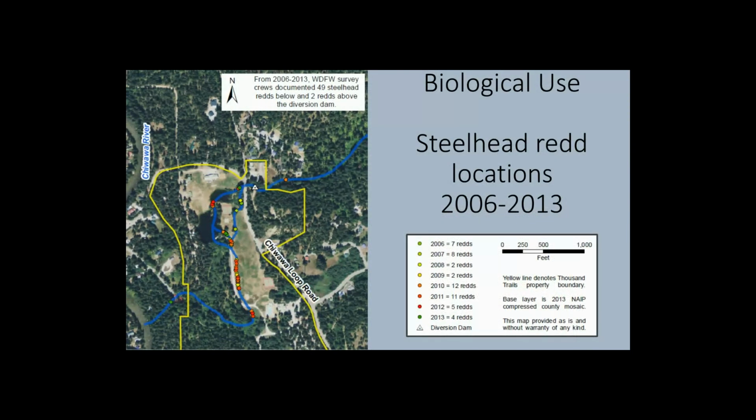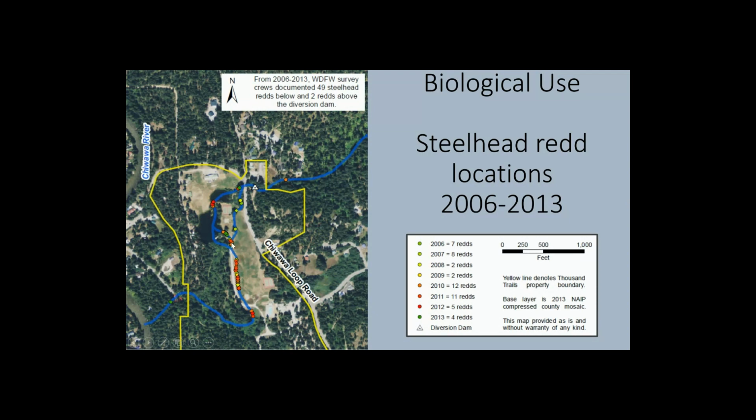And so we have some data from some surveys, steelhead redd surveys that the Department of Fish and Wildlife had done. And just to orient you here, here are the two ponds, right? Here's the upper pond, here's the lower pond. Well, these are all steelhead redds, and they're in all kinds of locations, right? I mean, you can see them in effectively that ditch that is Clear Creek as it leaves the pond.